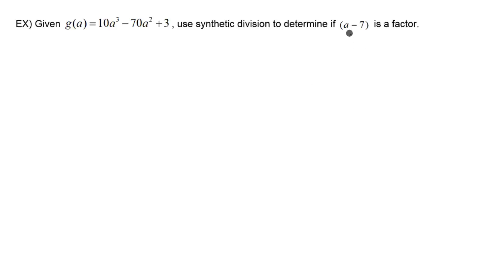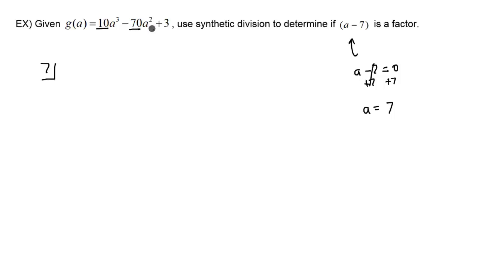Moving on to this one, we want to figure out if a minus 7 is a factor. So we're going to figure out what that 0 would be for this. So we'd take a minus 7, set it equal to 0, add 7 to both sides, that goes away. So the 0 that we'd be working with is 7. So that number is going to go up here in the top left.